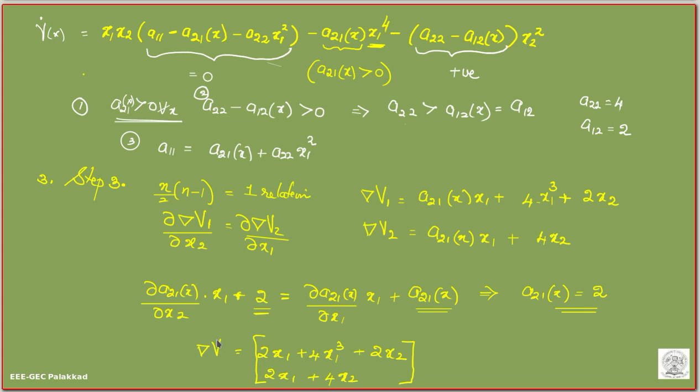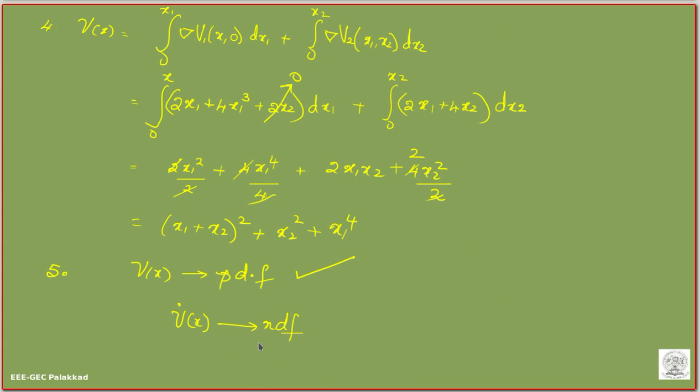So what can we conclude from this? We can say that from del v, we have imposed conditions on v dot of x to be a negative definite function, and from that we got v of x as a positive definite function. So our system is asymptotically stable. Okay, that's about the variable gradient method.